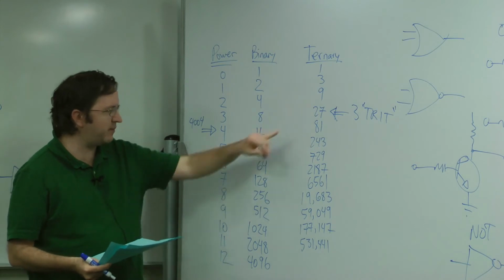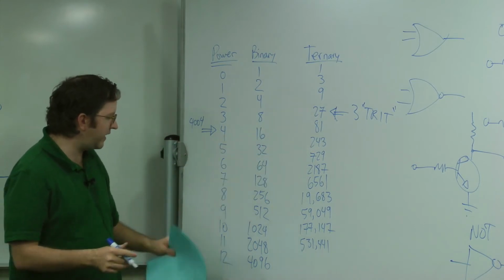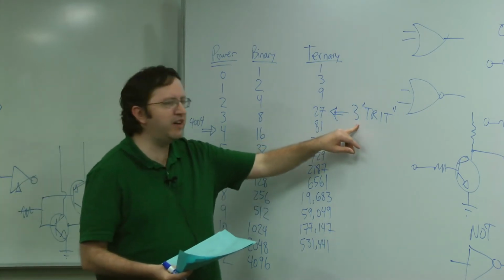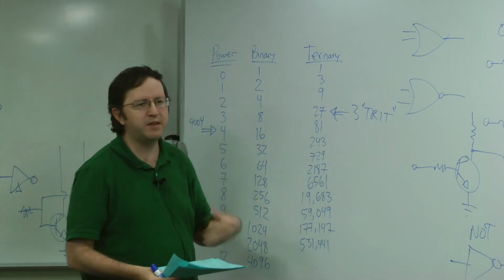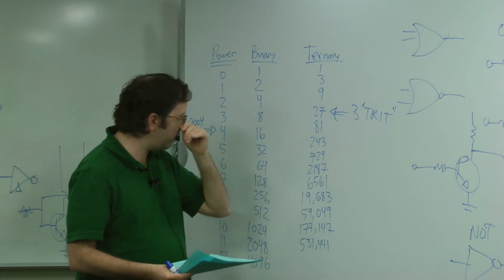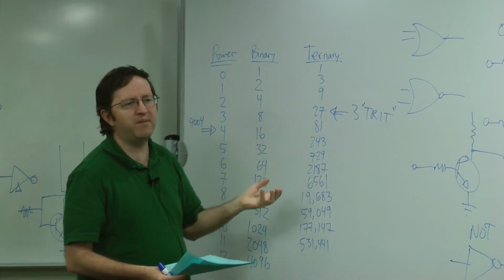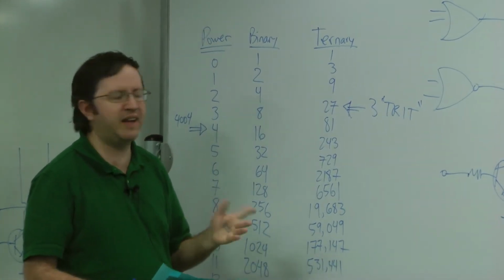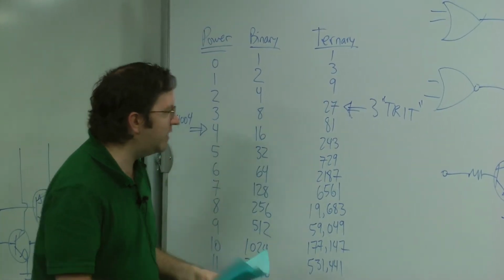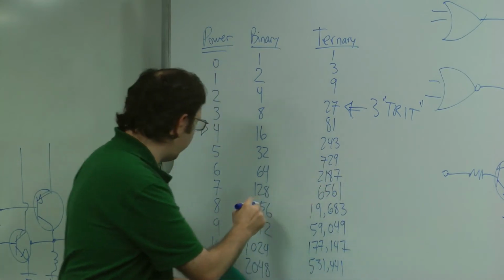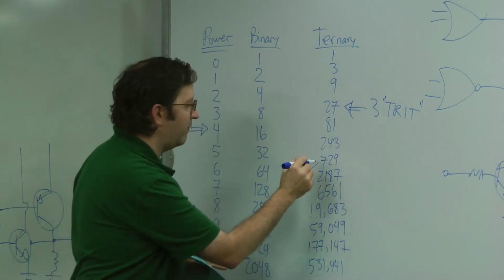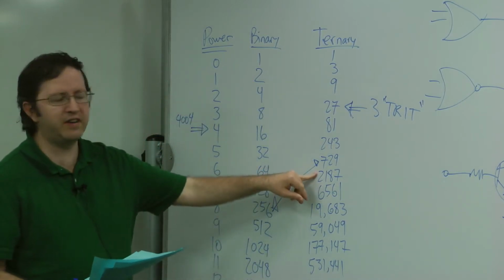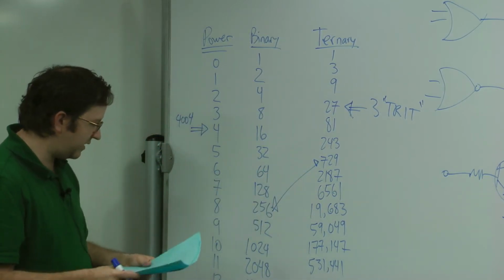We'd have 27 possibilities. And similarly, I chose 3-trit just because 3 seems to be a natural number to use with ternary. But in some ways, the number of bits or trits we use is actually arbitrary, and I'll point that out in a little bit. If we wanted to compare 8-bit with 6-trit, we see that's 256 versus 729.